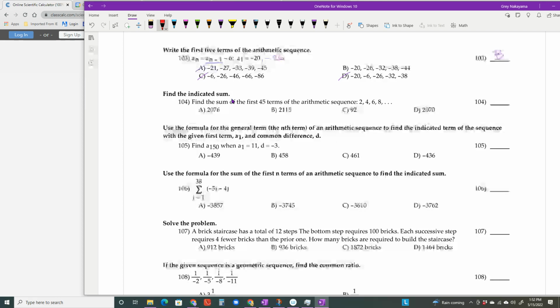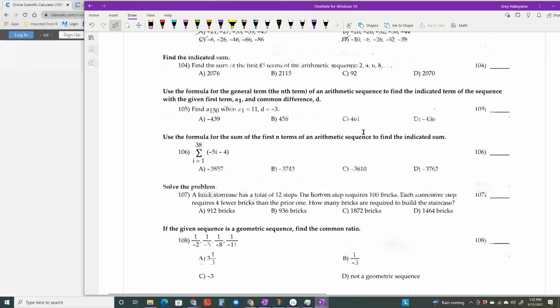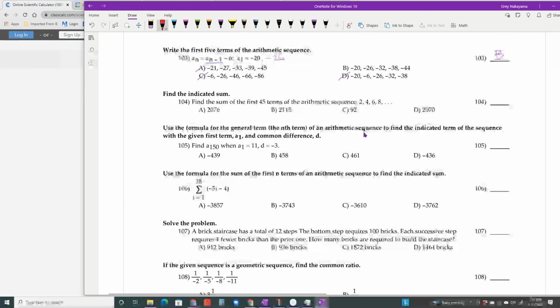Find the sum of the first 45 terms. So y'all are most likely going to want to go ahead and write out all 45 terms. And you can, but I'm not going to, because I'm going to use the formula of S sub 45. S sub n equals n over 2 times the first term plus the last term. So I got to go find the last term.